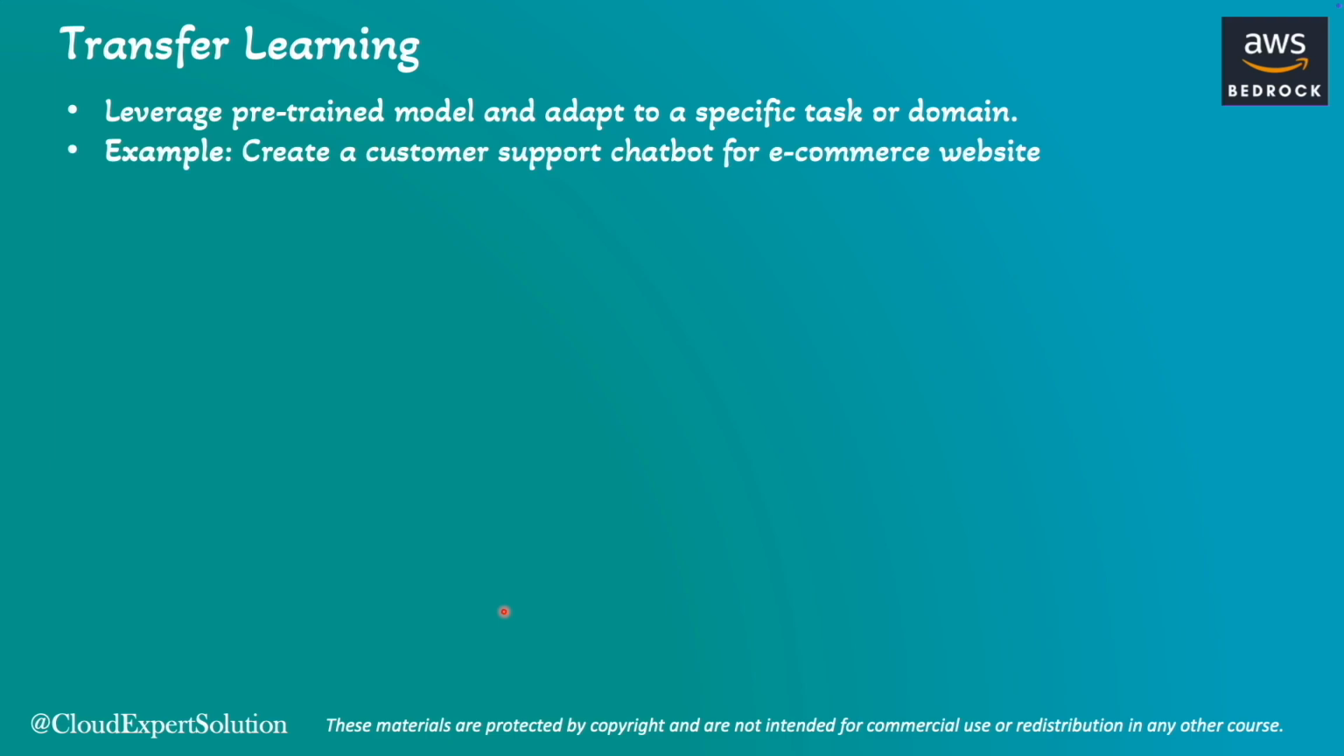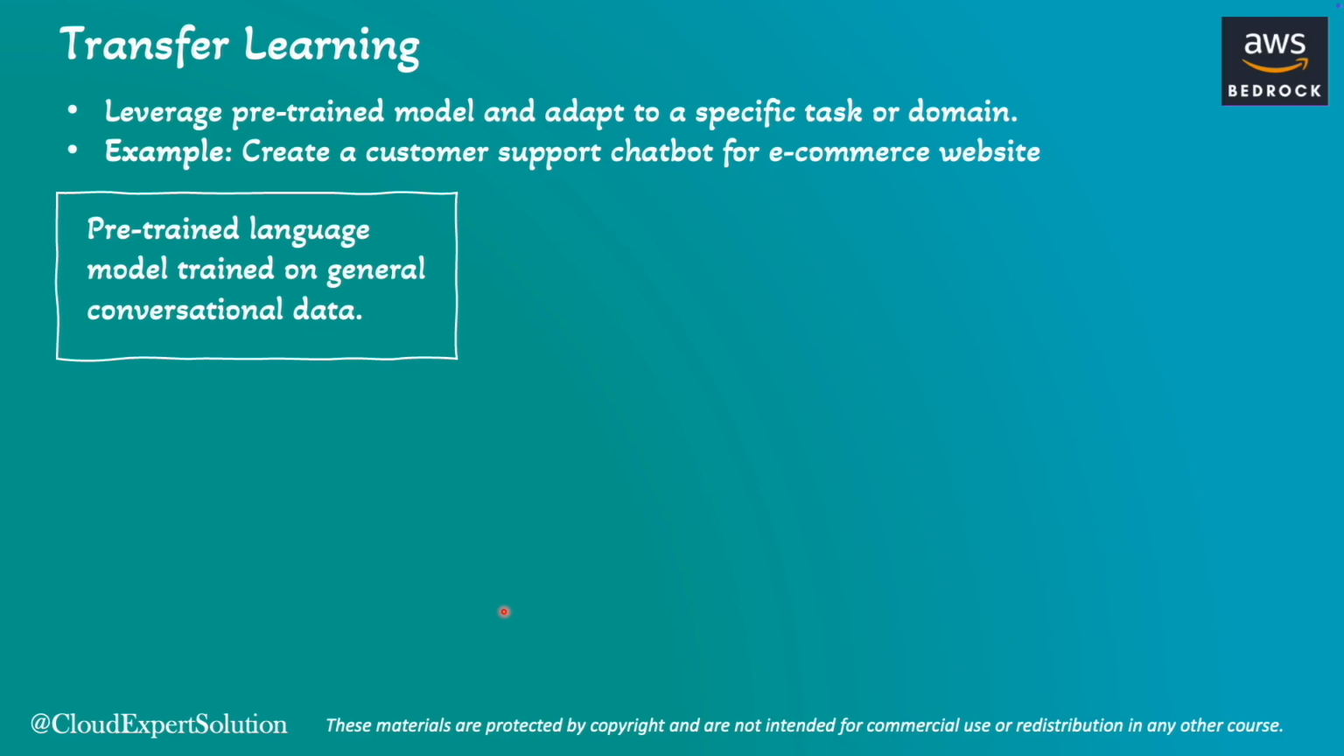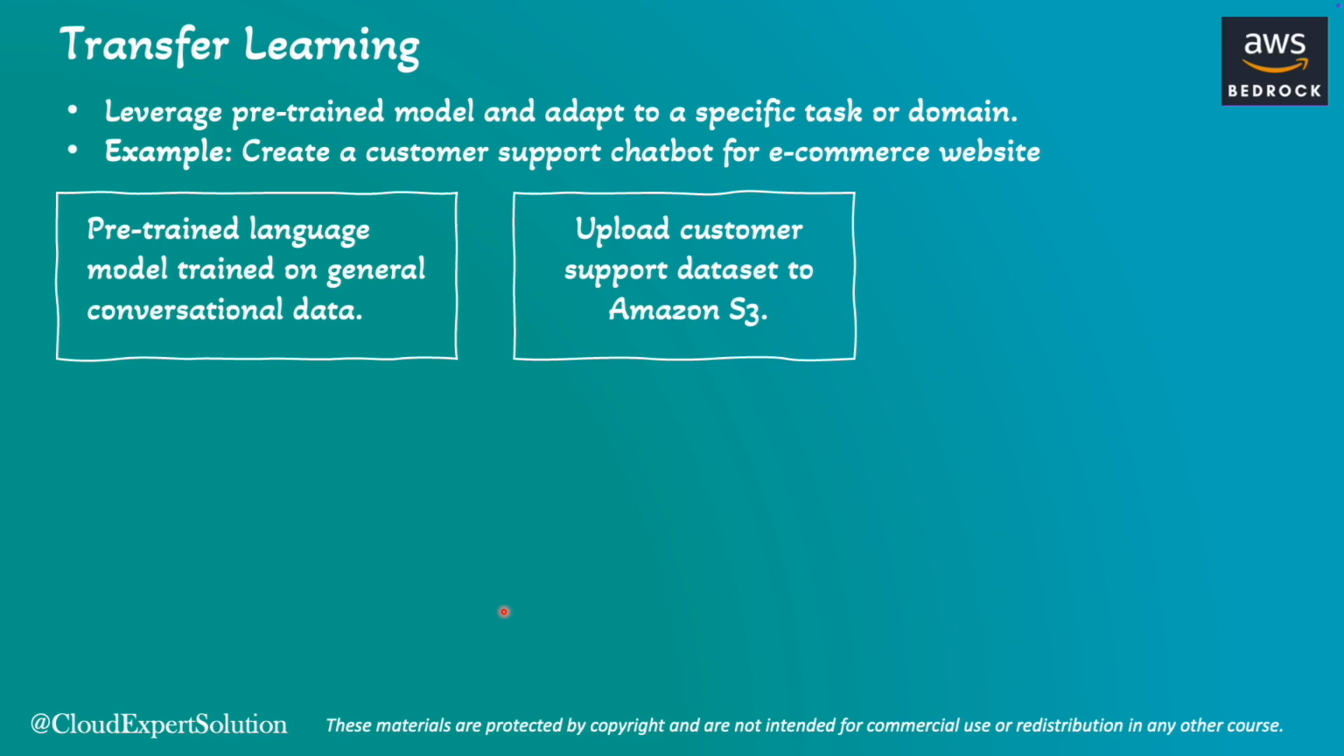Let's take an example. Let's say you want to create a customer support chatbot for an e-commerce website using Amazon Bedrock. The first step is pre-trained model selection. You can use a pre-trained language model available in Bedrock, which is trained on general conversational data. Then the next step is task-specific data. You need to gather a dataset of customer support interactions, including common questions and answers related to your products and services. Then you need to upload that customer support data to Amazon S3.